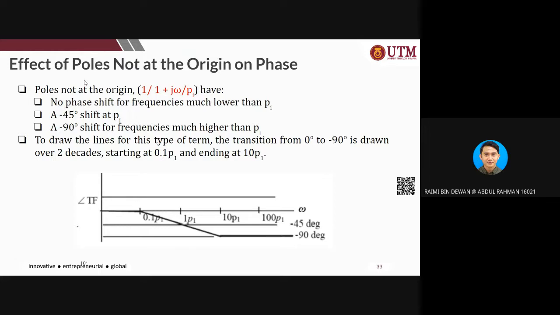So for pole not at the origin, if we want to see on the phase, negative 45 shift at Pi, and then a negative 90-degree shift for frequency much higher than your Pi. So here, to draw the line for this type of term, the transition from 0 to negative 90 degree is drawn again over 2 decades, however, in different trend like this, which is the negative angles. 0, negative 45, and negative 90 degrees. You can see here is negative 45 shift at your Pi, which is here.